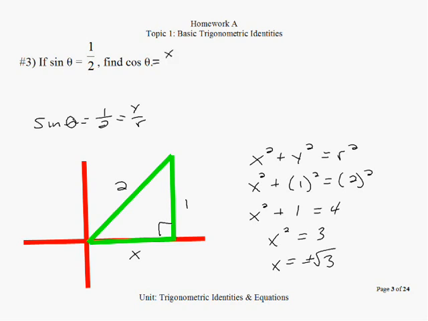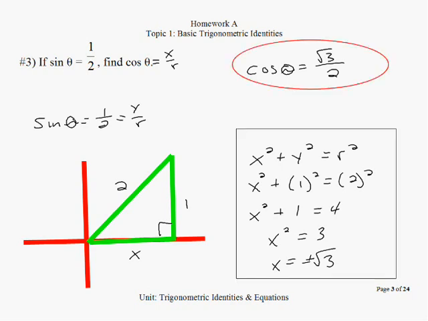Recall once again that cosine of theta is x over r. Therefore, cosine of theta is x, positive square root of 3, we're in quadrant 1, over r, which is 2. Since I didn't write it in a logical order, you should number your steps. Step 1, step 2, step 3, and step 4.